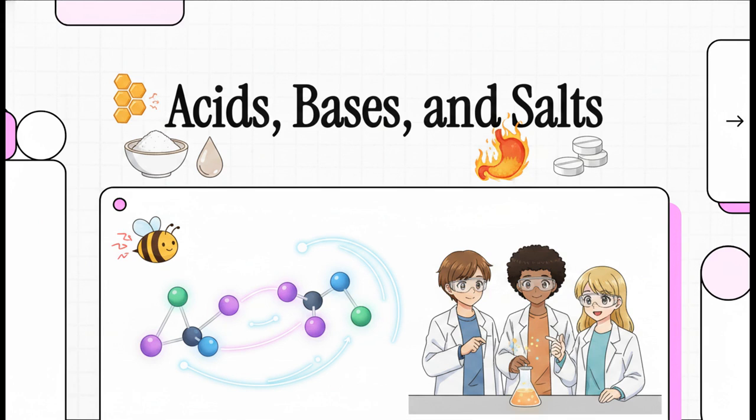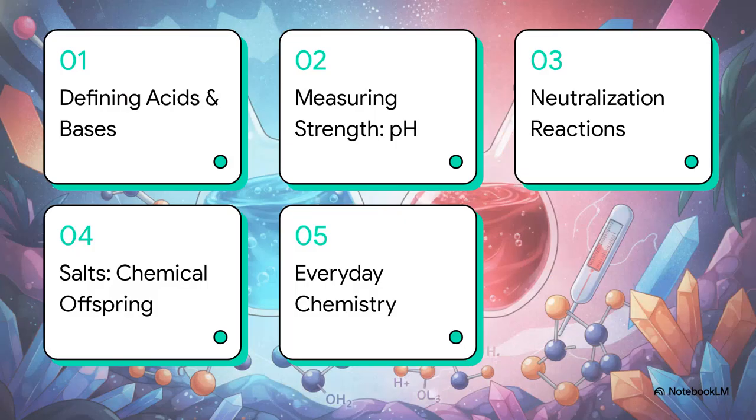Today, we are completely unpacking the chemistry that governs our daily lives, and we're focusing specifically on the invisible balancers of our world: acid, base, and salt. We've got a lot of ground to cover, so here is our roadmap for today. First, we'll define acids and bases. Second, we're measuring their strength with the pH scale. Third, we'll look at the clash, neutralization reactions. Fourth, we'll dive into salts. And finally, we'll wrap up with everyday acid-base chemistry.